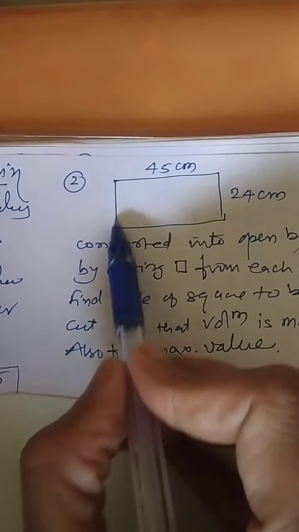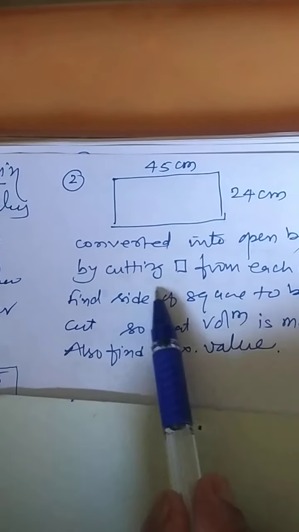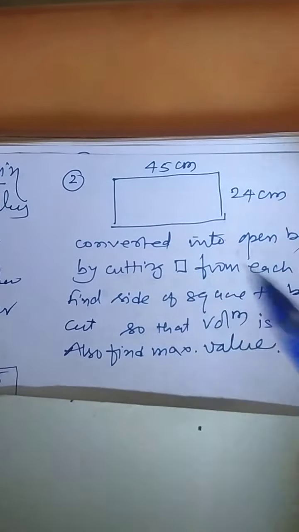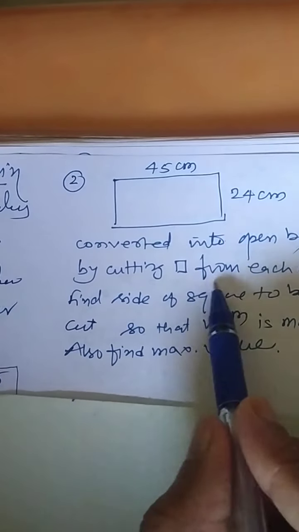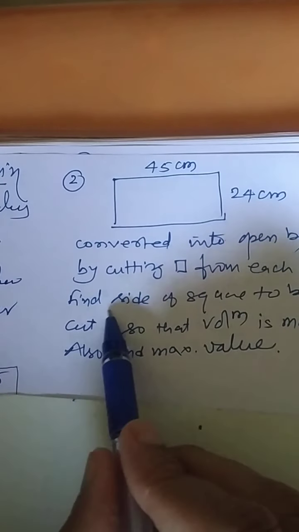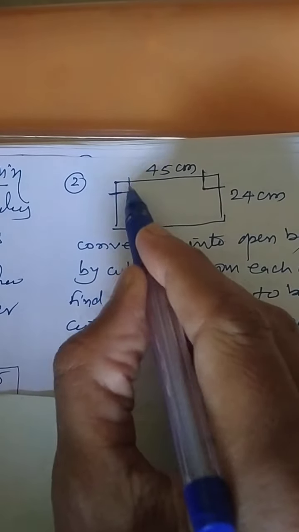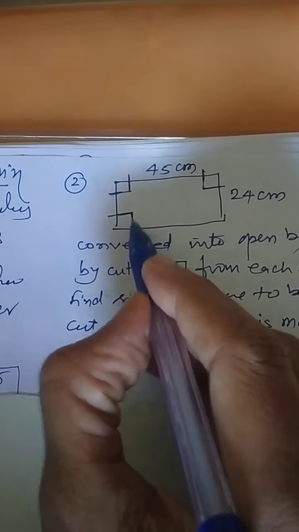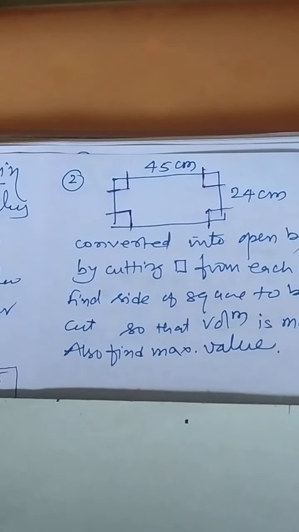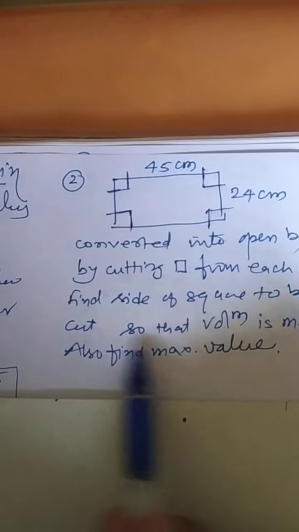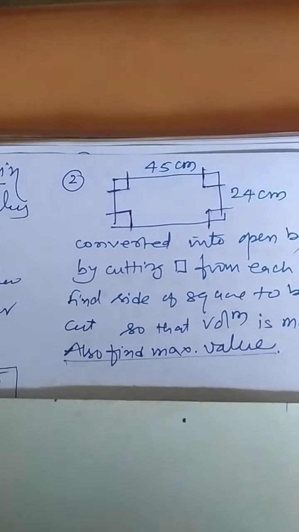This is a rectangular sheet whose dimensions are 45 and 24. From this sheet you are making an open box. For converting it into an open box, the question demands that a square be cut off from each corner. Because it is a paper folding activity, whenever you cut, only then can this portion be folded up and you will get a box, so that the volume of the box will be maximum.